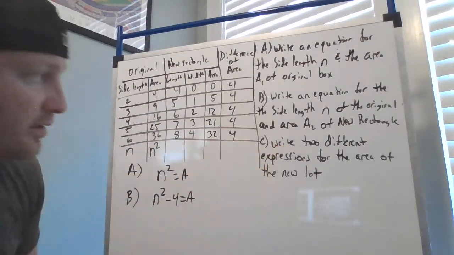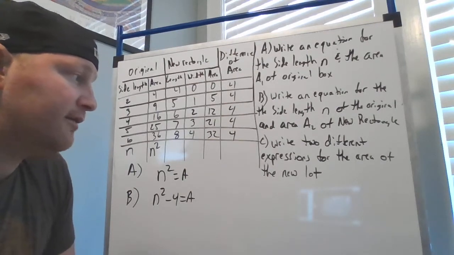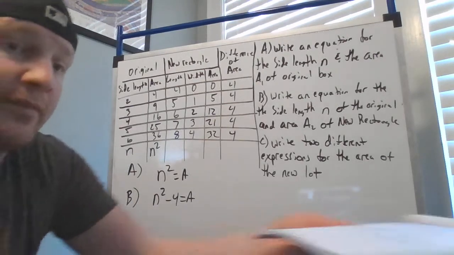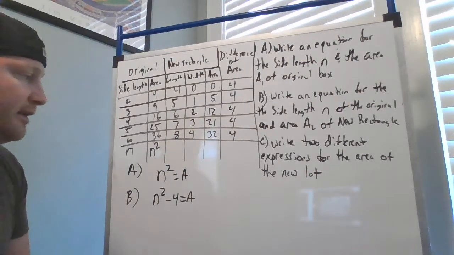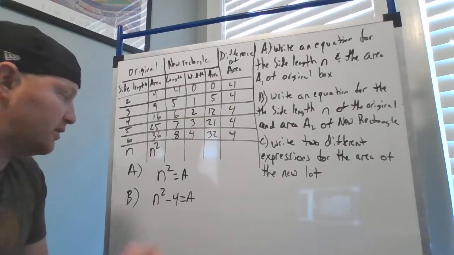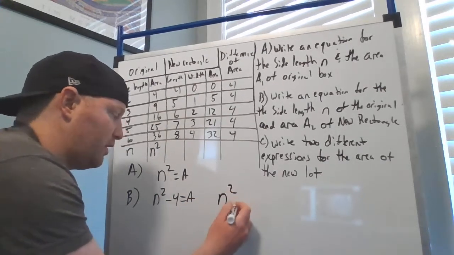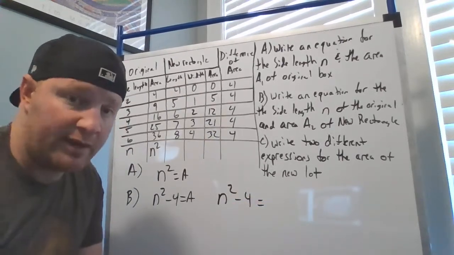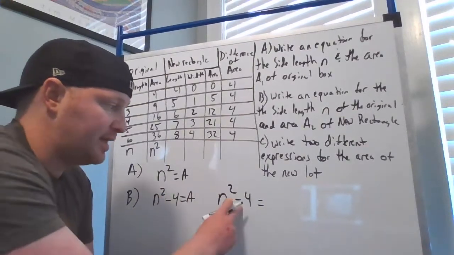My last question right here says, write 2 different expressions for the area of the new lot. So this guy right here, and this is what you guys have not learned yet, this is called the difference of 2 squares. So the difference of 2 squares is what's going to lead us into the next problem 2.2, but I want you guys to understand this because I have not taught this to you yet. n squared minus 4. Notice how there's no middle term right there. No middle term means I have a plus and I have a minus, which makes that n thing true.